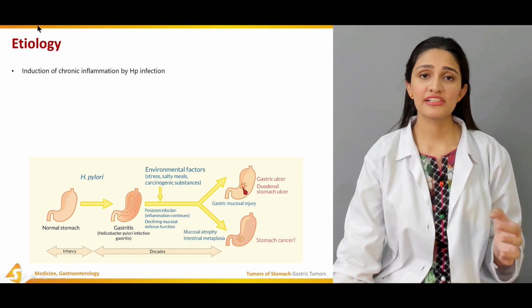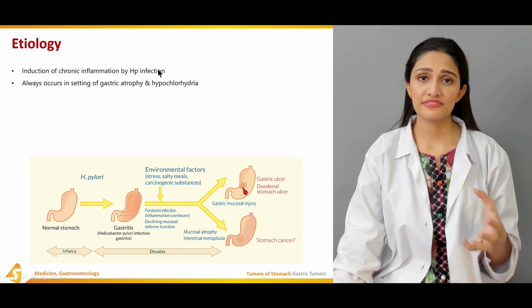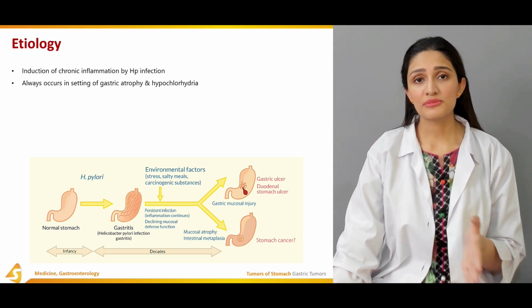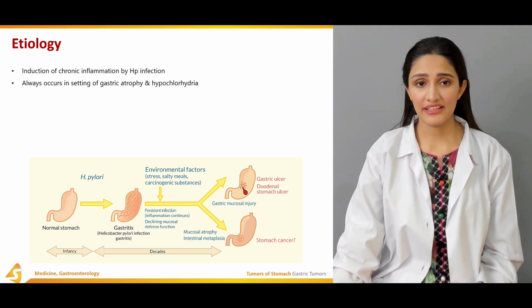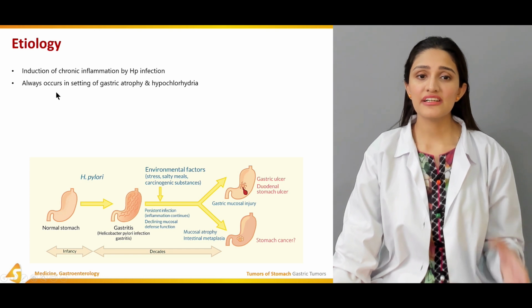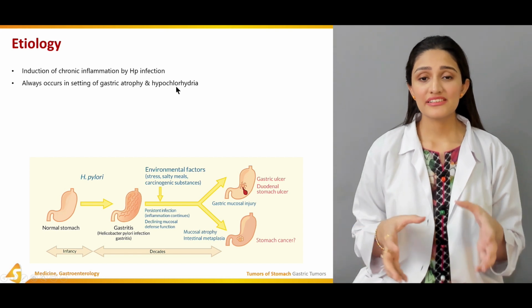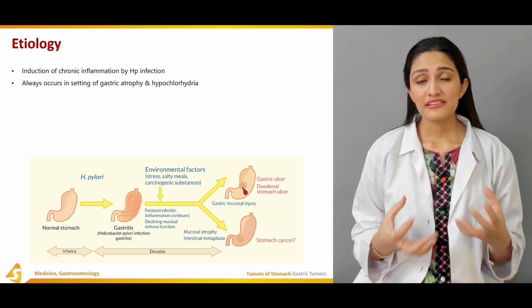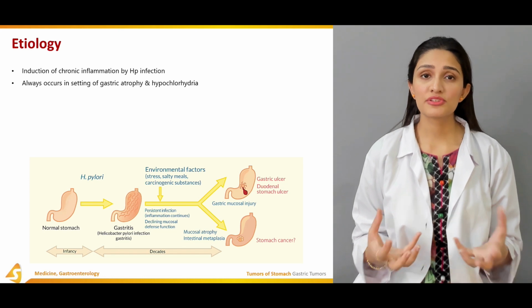So if we talk more about Helicobacter pylori infection, the induction of chronic inflammation by Helicobacter pylori infection slowly predisposes to a chronic gastritis, being the atrophic gastritis, and then to a more cancerous type, being the intestinal metaplasia, dysplasia, and ultimately cancer. So gastric cancer usually occurs in the setting of a gastric atrophy or hypochlorhydria. So these gastric atrophy and hypochlorhydria predispose to a more Helicobacter pylori prone environment, which causes the overgrowth of bacteria.